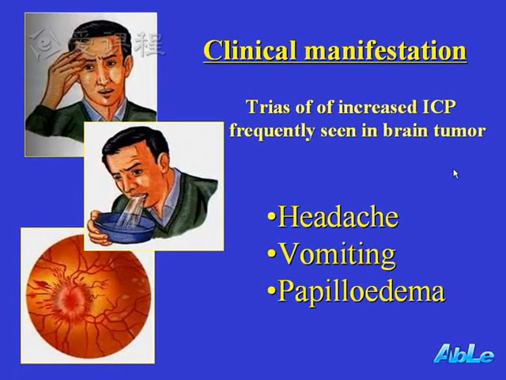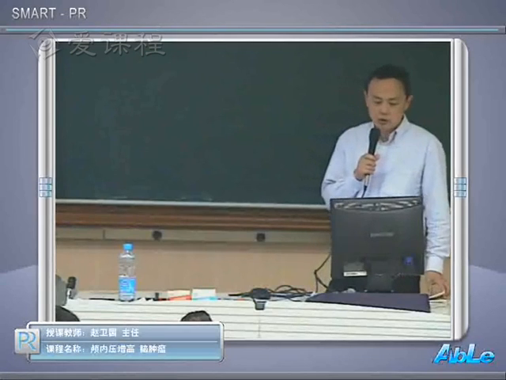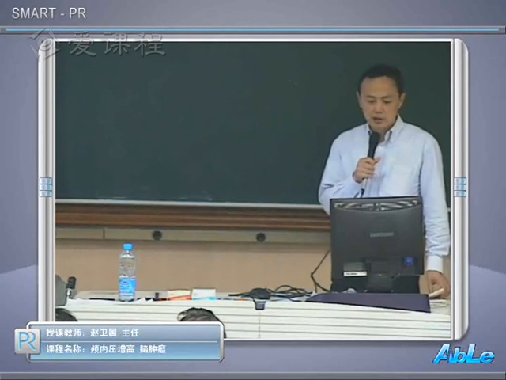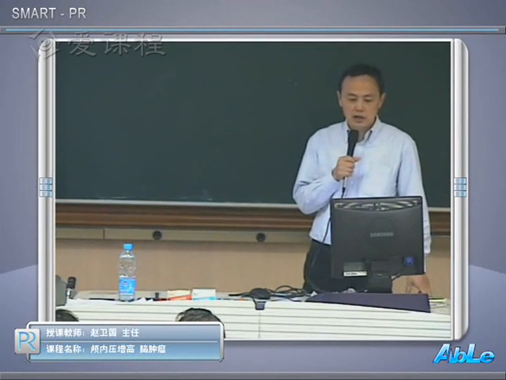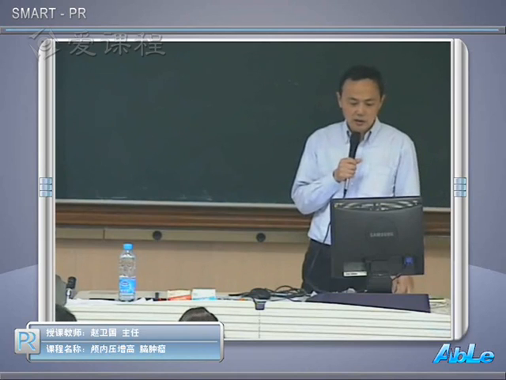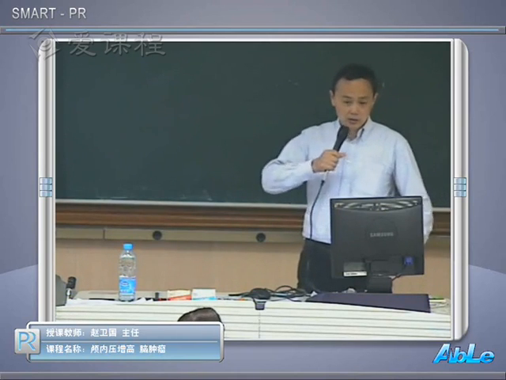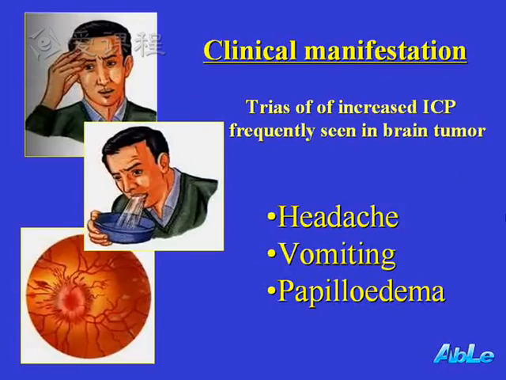For the clinical manifestation, we can understand that the patient will have symptoms of increased intracranial pressure. Mainly we talk about the triad of increased ICP, which is most frequent in brain tumor. But if it occurs very acutely, we just see the first 2 symptoms: the patient will complain of headache and vomiting. Papilledema appears if it is brain edema that occurs chronically, not acutely.